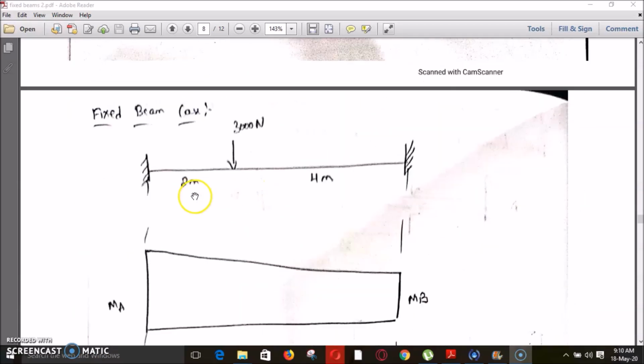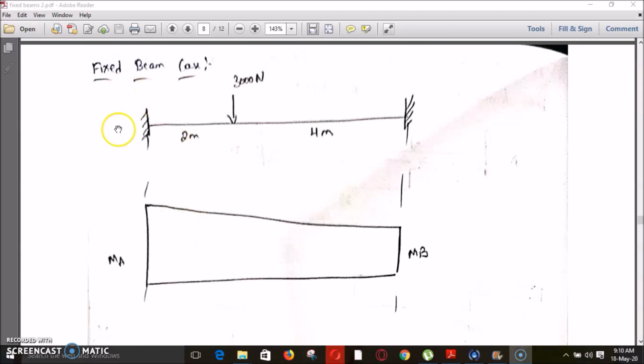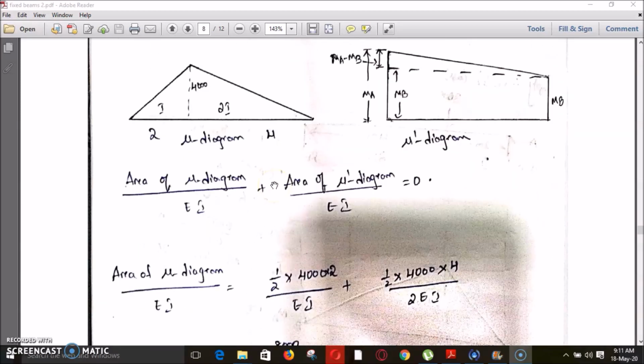Now coming to the fixed case. This is the fixed case. Since the load is not symmetrical, the bending moment diagram will be of trapezoidal shape. So this is MA, this is MB, and the span is 6 meters. This is the mu dash diagram. Now applying the compatibility equation, the first compatibility equation is area of mu diagram by EI plus area of mu dash diagram by EI is equal to 0.